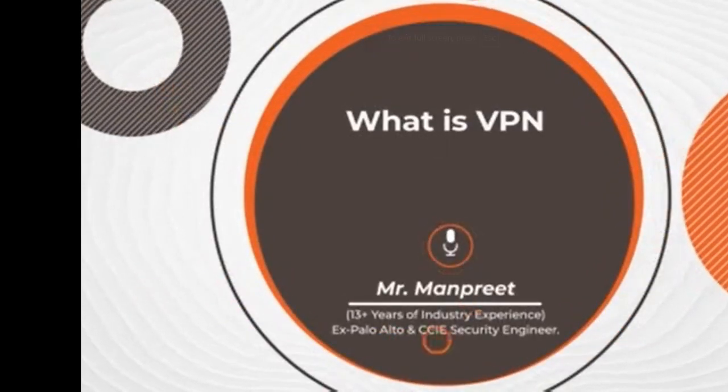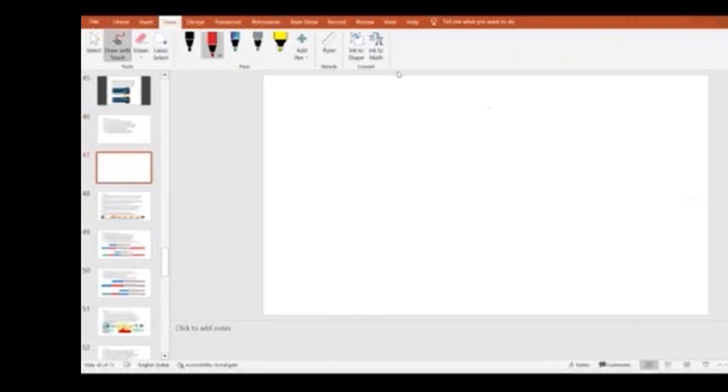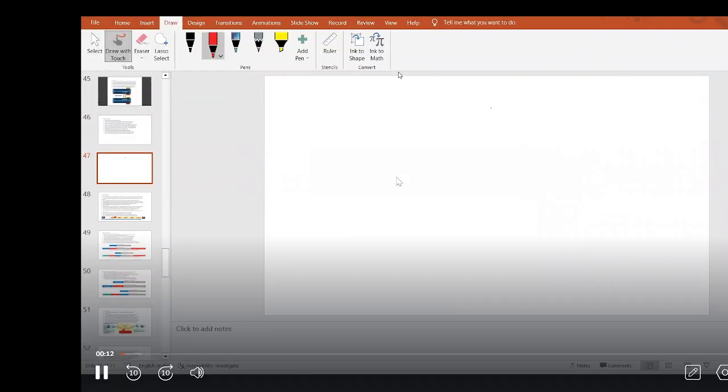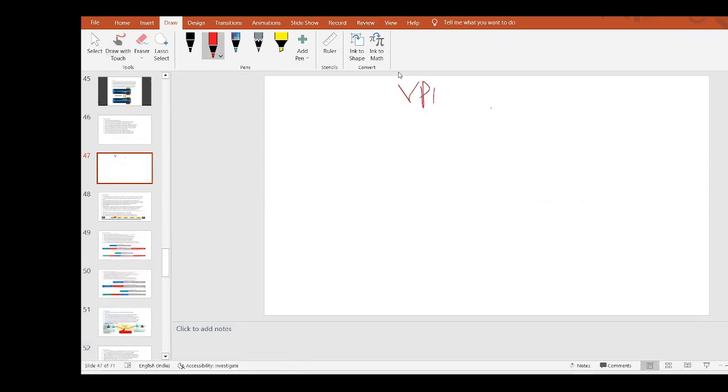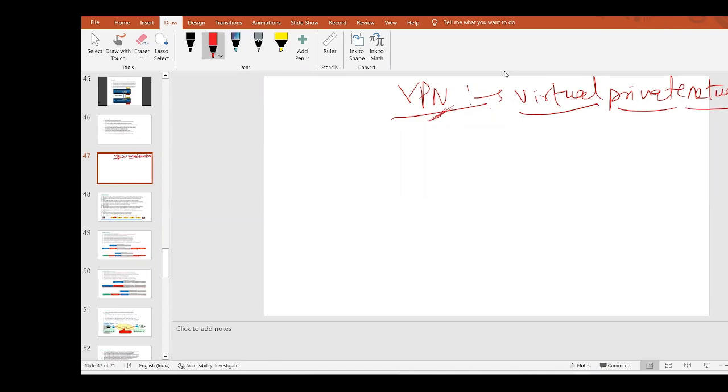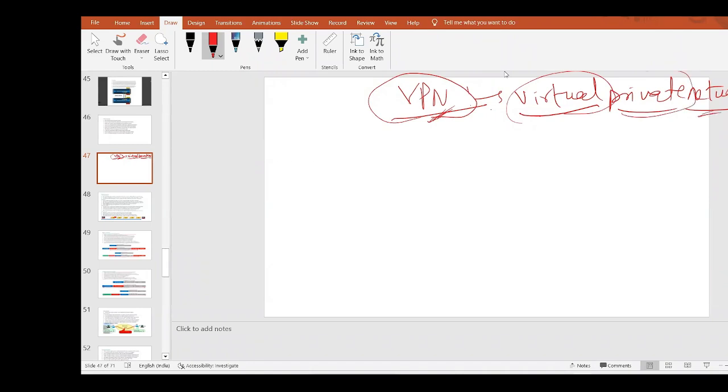Today we are going to learn about VPNs. So VPN, okay. Guys, what is VPN? This is Virtual Private Network. What is the meaning of Virtual Private Network? We need to understand that the meaning of VPN is inside this phrase, Virtual Private Network.